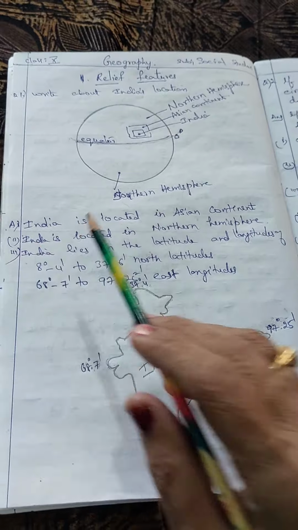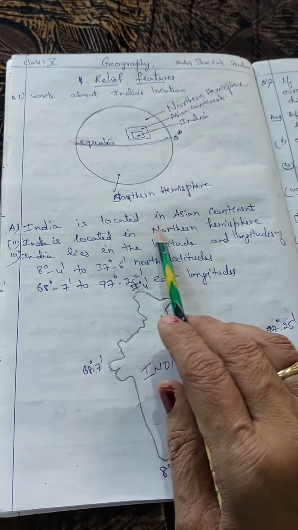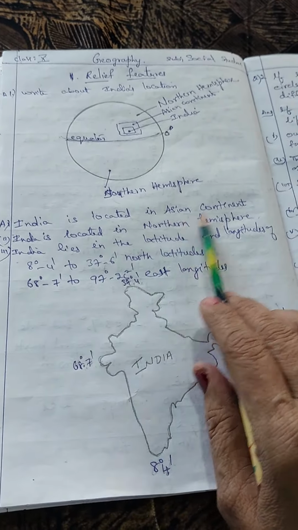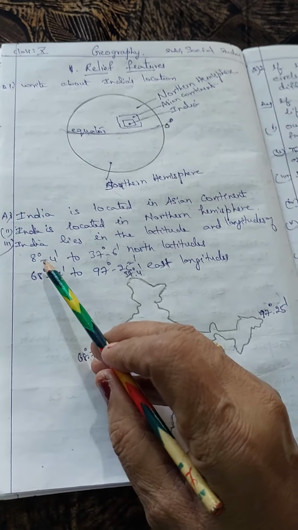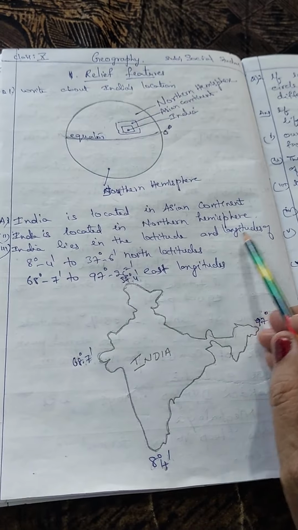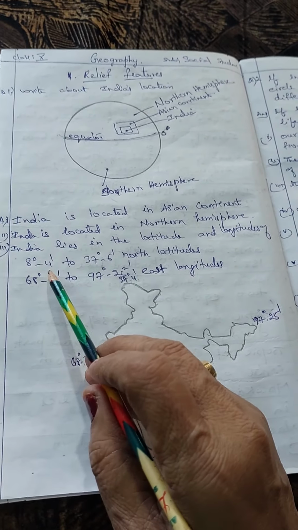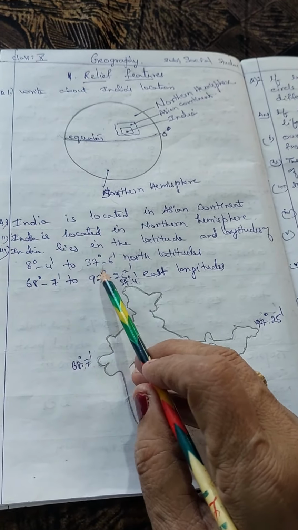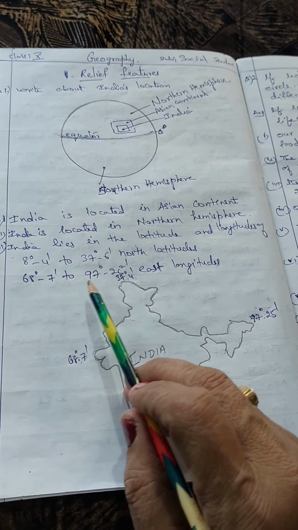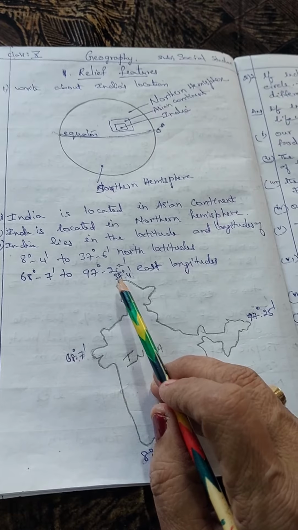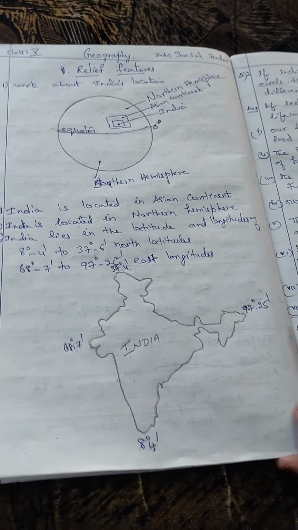How will we present this answer? Presentation of the answer: India is located in the Asian continent. India is located in the northern hemisphere. India lies between the latitudes and longitudes of 8 degrees 4 minutes to 37 degrees 6 minutes north latitude, and 68 degrees 7 minutes to 97 degrees 25 minutes east longitude.